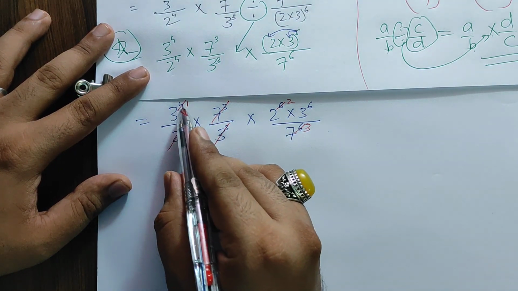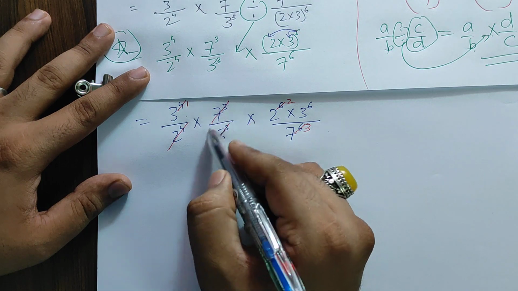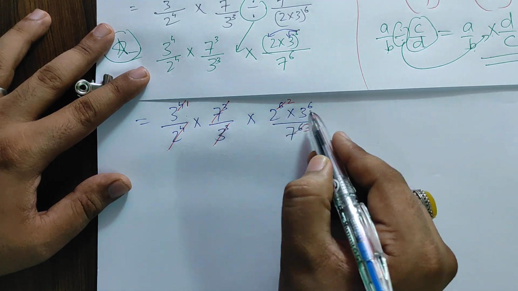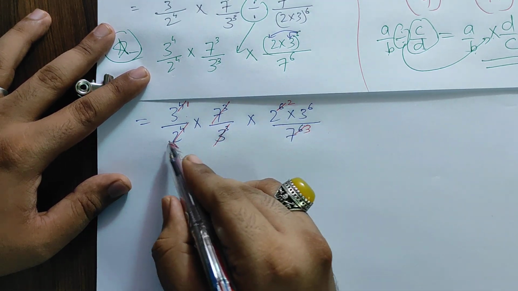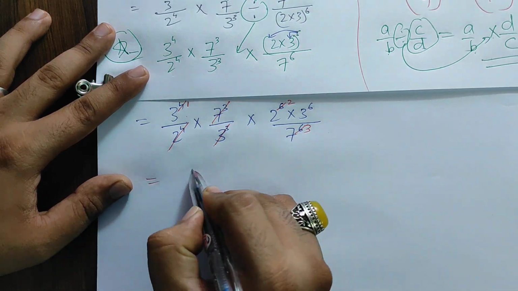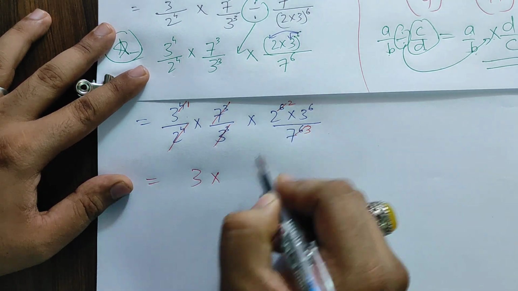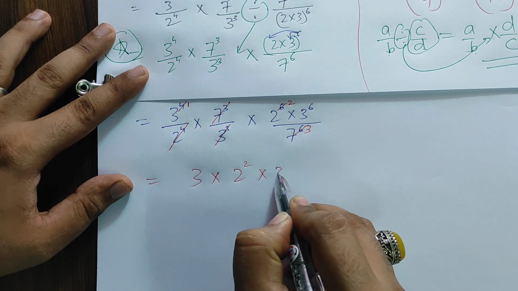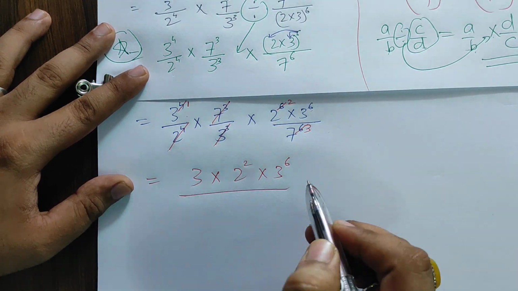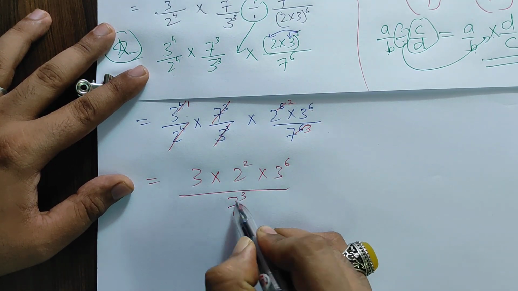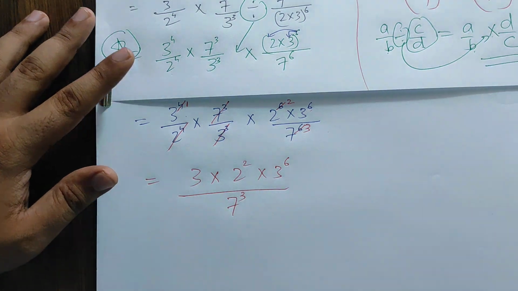We have 1 times 3 in the numerator. This totally cancelled. 2 times 2 we have. 6 times 3 we have here. And 3 times 7 we have here. So 3 raised to 1, which is 3 only. And here 2 raised to 2 into 3 raised to 6 I have here. Upon, this is 7 raised to 3, all of you over here.